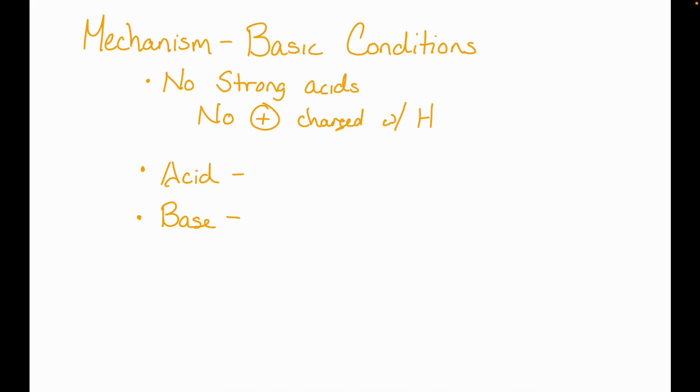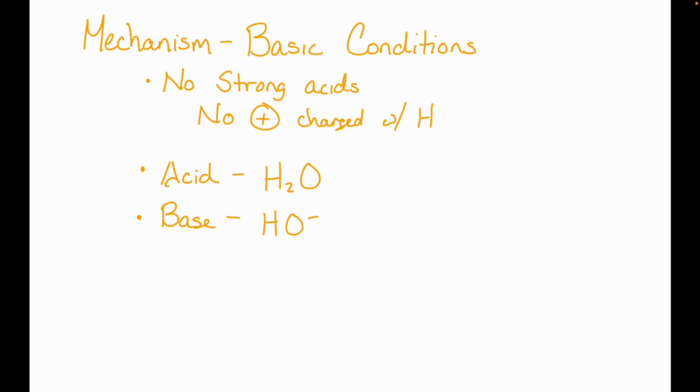So under basic conditions, if I need a base, I'm going to use my hydroxide ion. That's a great base, a nice strong base. But what should I use for an acid if I'm under basic conditions? It can't be anything with a positive charge. So just neutral water will be the strongest acid that will survive under basic conditions.